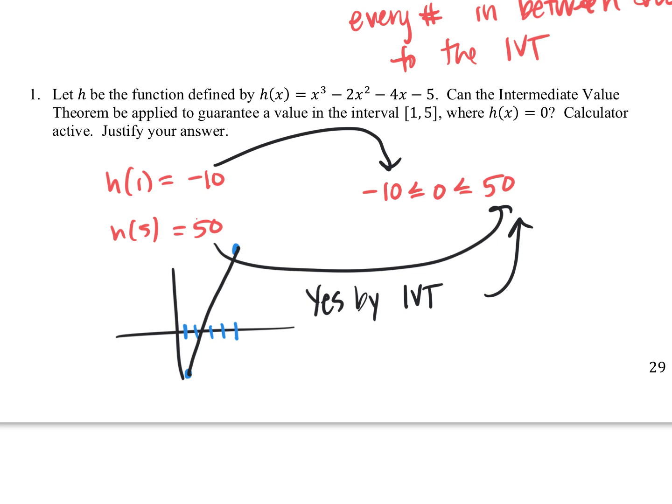But Kate asked a great question. These right here, it says, is there a guaranteed value on the interval 1 to 5? These are both x's, both of them. From x of 1 to x of 5. So it's talking about that interval there.